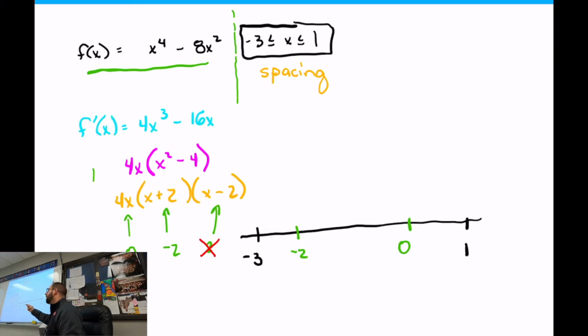But we threw out one of them because it wasn't in the boundary. They limited me between -3 up to 1. So I had to throw out the number 2. It was too high. Whoopsie.